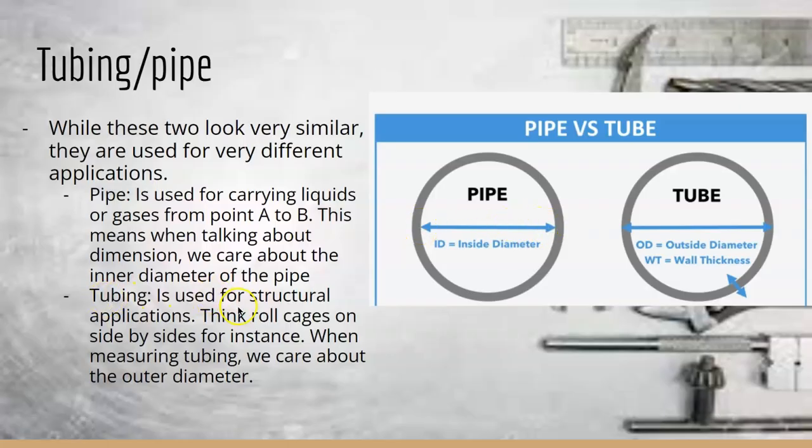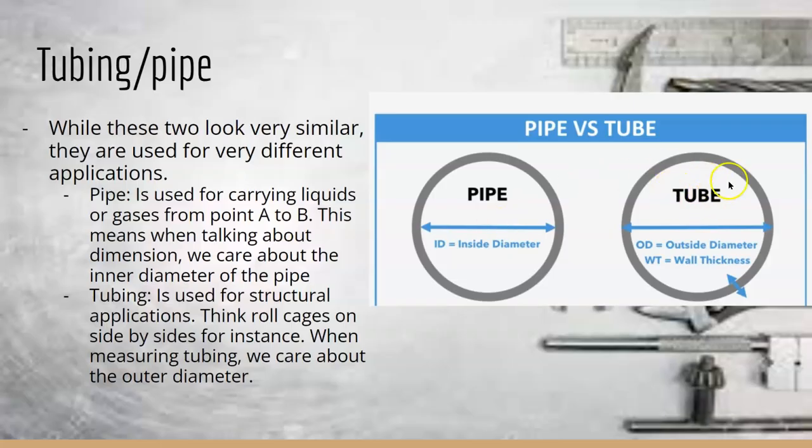Okay? Tubing, on the other hand, is more for structural applications. We're thinking about things like roll cages in side-by-sides or roll cages in NASCARs or railings, all kinds of stuff like that would be made with tubing. And when we measure tubing, we care about the outside diameter. So again, these arrows are pointing to the outside of the tube. And the inside we don't care about when it comes to tube. Man, I'm getting them mixed up in my own words.